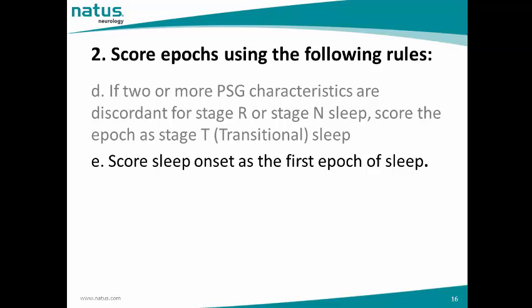Sleep onset is defined when we score the first epoch of sleep, and up until 2 to 3 months post-term, the first epoch of sleep in infants is often stage REM.